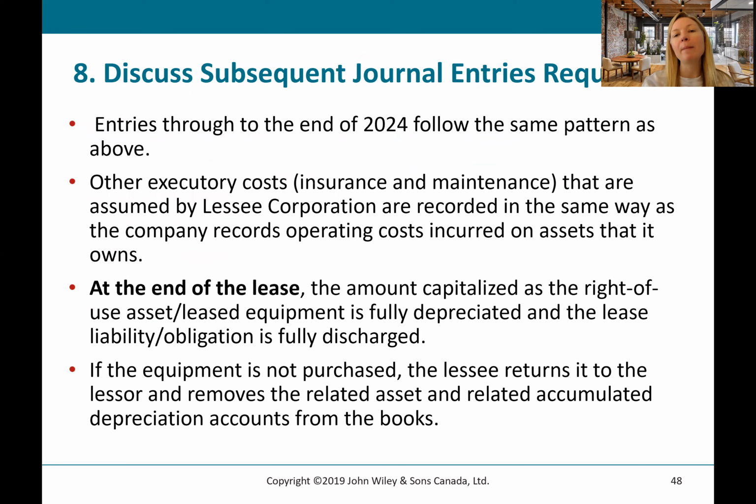So what would happen in our subsequent journal entries? Our entries through to the end of 2024 follow the same pattern. The executory costs that are assumed by the lessee are recorded in the same way. So we still need to remember to record that $2,000 entry because we're still required to pay it. We just don't include it in calculating the present value of the lease payment.